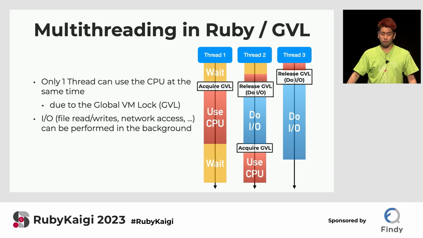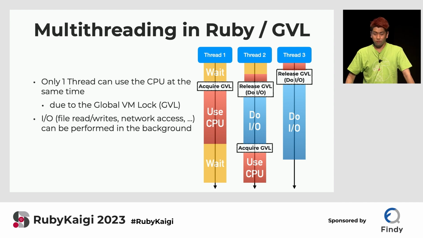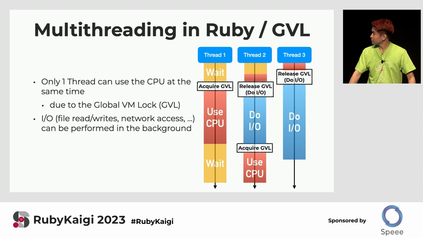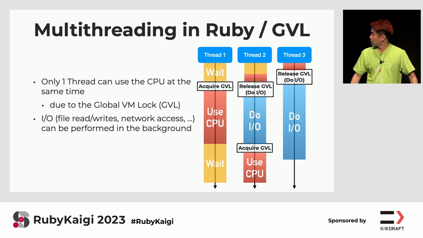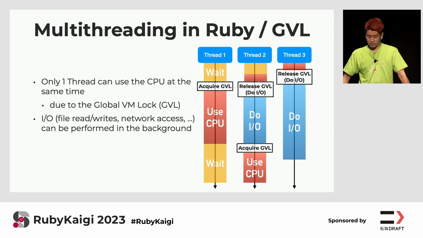This is because of how multithreading in Ruby works. I think many of you know, but only one thread can use the CPU at the same time in Ruby. This is because of the global VM lock, the GVL. So in this case, while thread 1 is using the CPU, thread 2 and thread 3 can do I/O. Say if thread 2 wants to use the CPU, as it's doing at the bottom, it has to wait until thread 1 releases the lock.